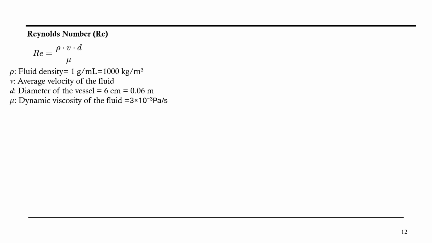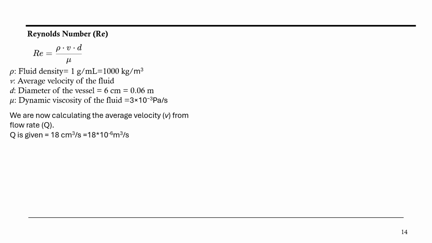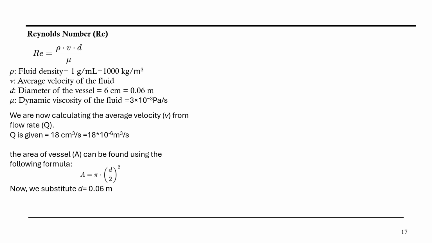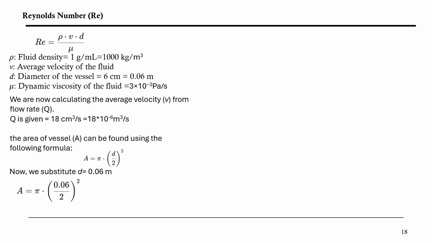We are now calculating the average velocity from the flow rate that is given on the model, which equals 18 cubic centimeters per second, equals 18 times 10 to the power of -6 cubic meters per second. And to find the area, we calculate area equals pi multiplied by the square of half the diameter. Now we substitute our numbers where D is equal to 0.06 meters. Now we plug in our numbers and we get pi times 0.03 squared.